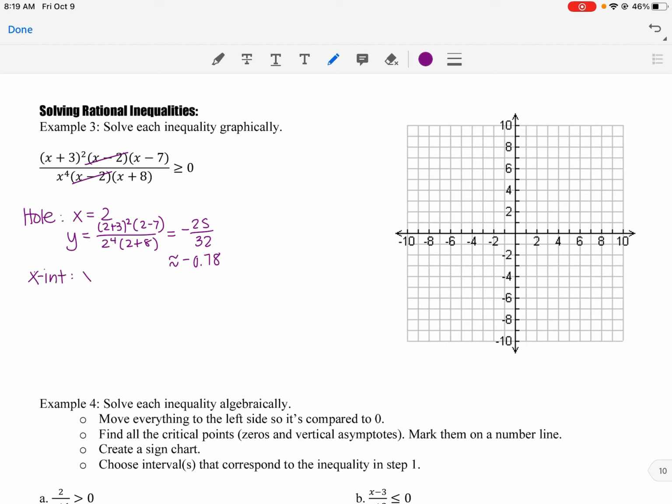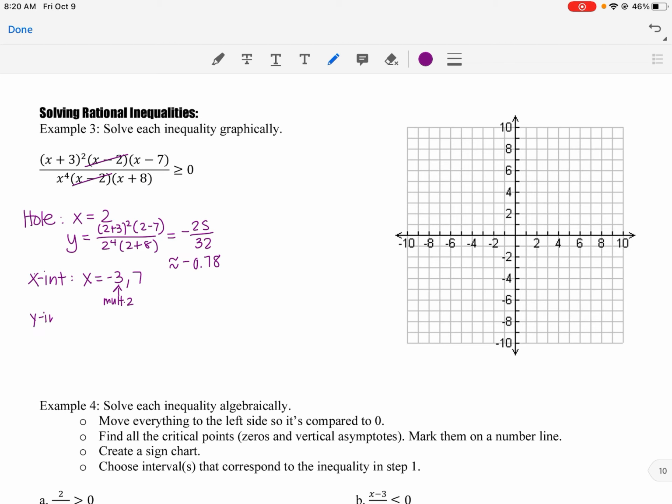Okay, let's go for x-intercepts actually next. X-intercepts, we've got x equals negative 3, and we set the top equal to 0. I think it's important to note that it's multiplicity 2 though, so it will bounce. And x equals positive 7. Our y-intercept here, when I plug 0 in for x, you're going to get 0 on the denominator, so therefore we can't divide by 0, so our y-intercept does not exist. Our vertical asymptotes are when the bottom equals 0, so x to the 4th is just x equals 0, I am going to put multiplicity 4 there because that does make a difference on that asymptote. And x equals -8.